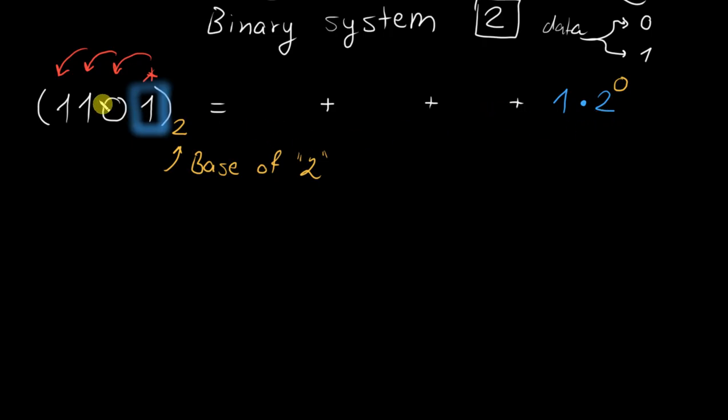Now we write down this 0, multiplied by 2, and the power right now is to the power of 1. So we're going 1 above that. Here we had 0, here we have 1. We're continuing on.